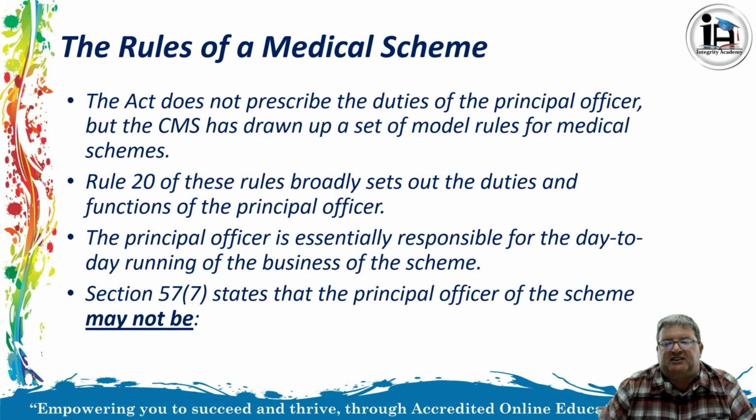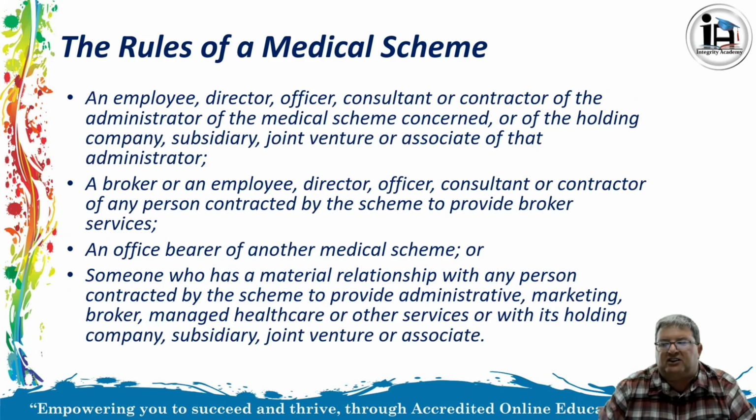Section 57, subsection 7 states that the principal officer of the scheme may not be an employee, director, officer, consultant, or contractor of the administrator of the medical scheme concerned or of the holding company, subsidiary, joint venture, or associate of that administrator, a broker or an employee, director, officer, consultant, or contractor of any person contracted by the scheme to provide broker services, an office bearer of another medical scheme, or someone who has a material relationship with any person contracted by the scheme to provide administrative, marketing, broker, managed healthcare or other services, or with its holding company, subsidiary, joint venture, or associate.